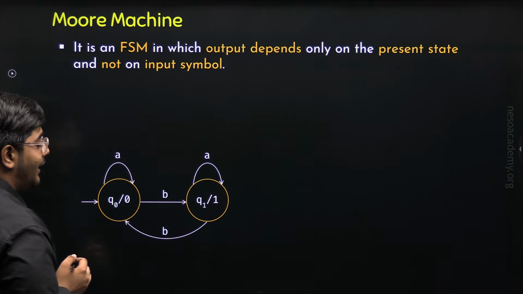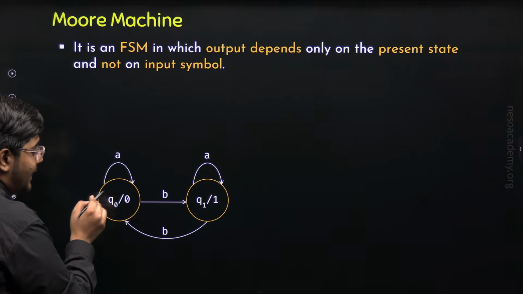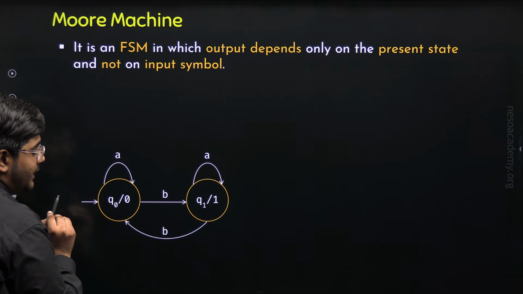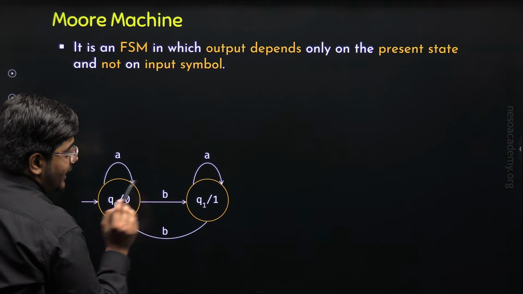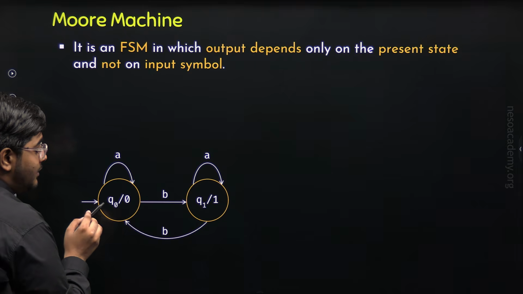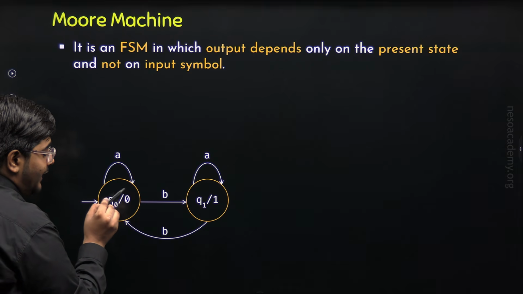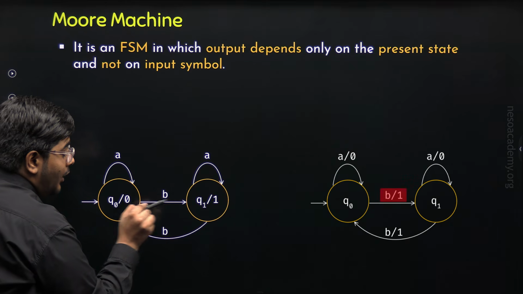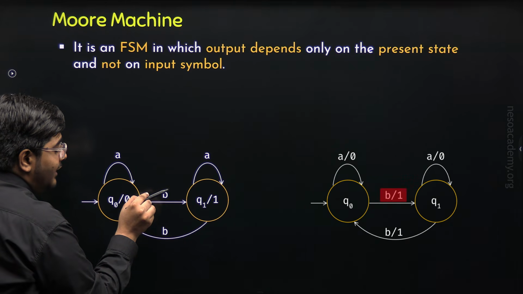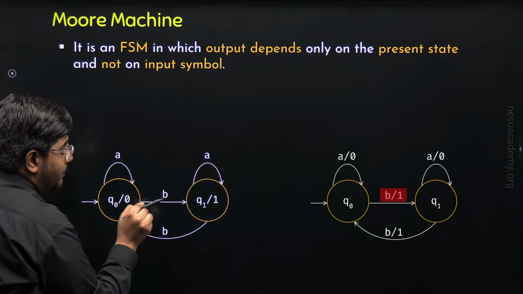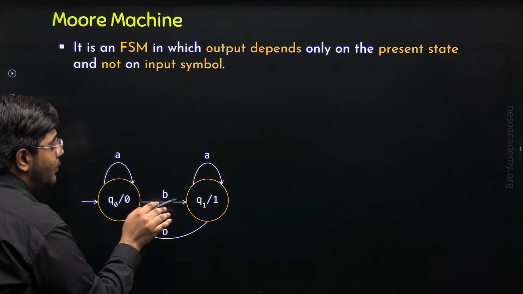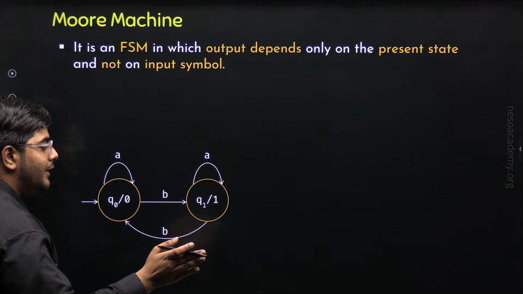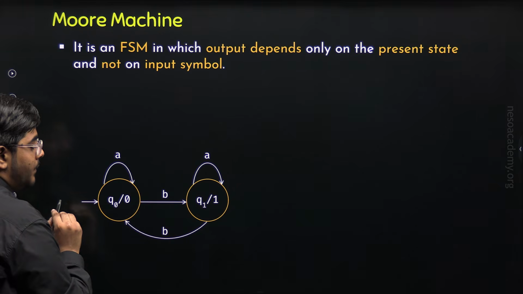If you see in this diagram, the present state is associated with an output symbol. Q0 is associated with 0 and Q1 is associated with 1. That means only the present state has a connection with output symbol. In Mealy machines, on the transition, we were having the output symbol connected to the input symbol. But here, input symbol has no relation with the output symbol. Output symbol is only determined by the present state.